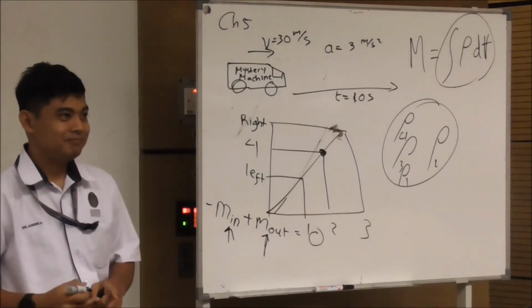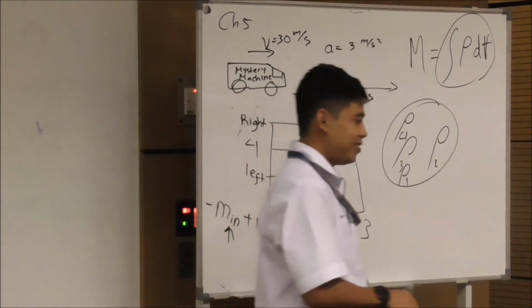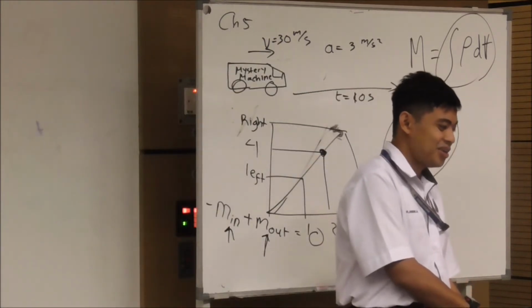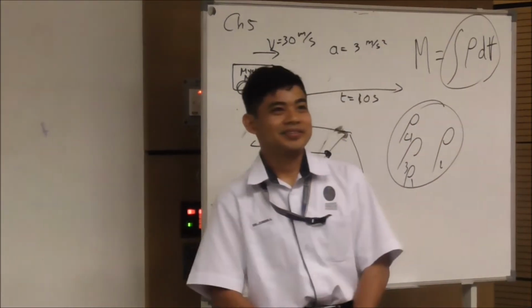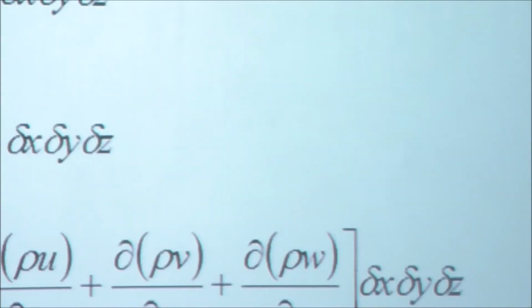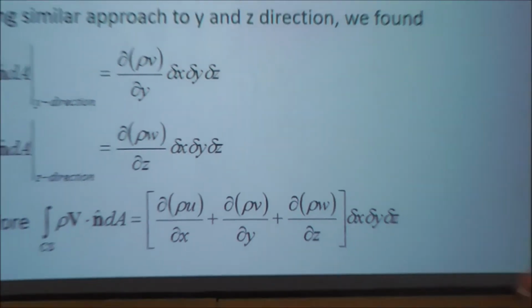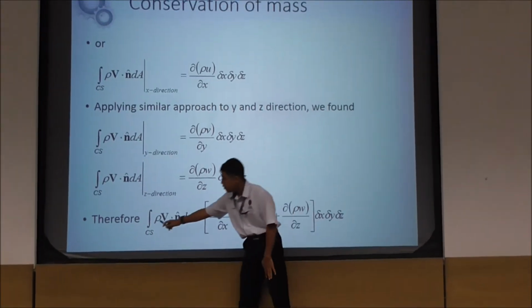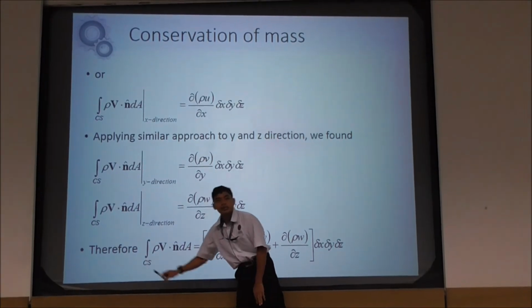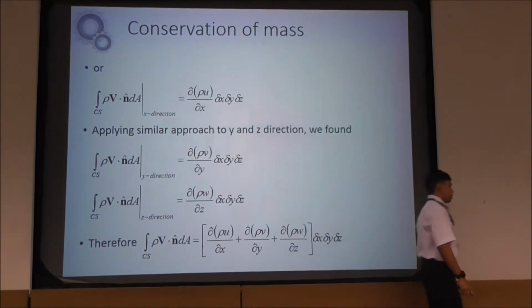Get it? But we make it more complicated. Yeah. Just make it more complicated. You have this one. So this one is part of your CS. Control surface.